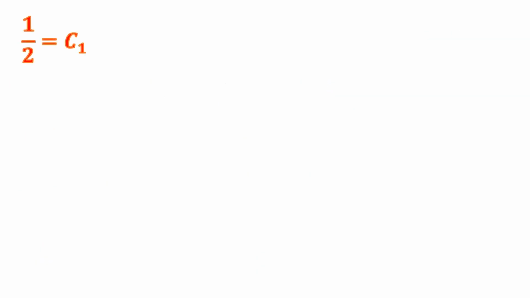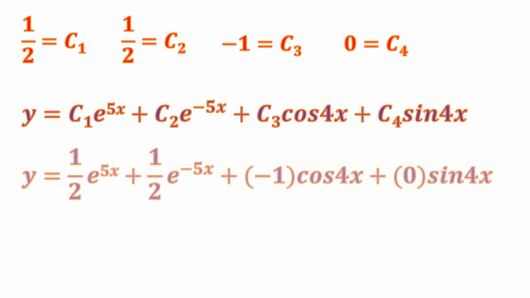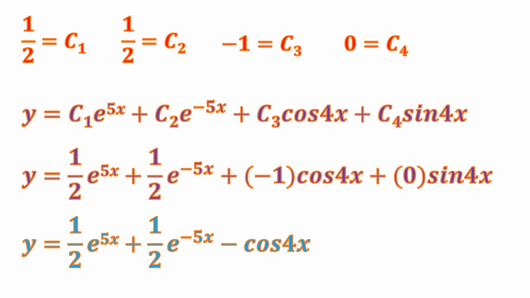So 1 half is C1. C1 is 1 half, C2 is 1 half, C3 is negative 1, and C4 is 0. So we have all values of the constants that we needed. And so let's go back to our general solution, and we're going to change each constant by the values. So C1 is 1 half, C2 is 1 half, C3 is negative 1, and C4 is 0. So the final answer is y equals 1 half e raised to the 5x plus 1 half e raised to the negative 5x minus cosine 4x, and the sine 4x will be gone because it is times 0.